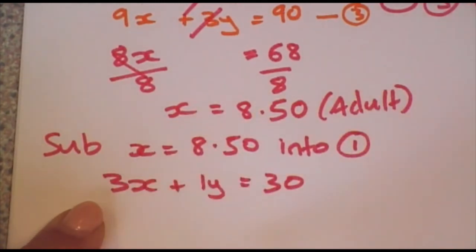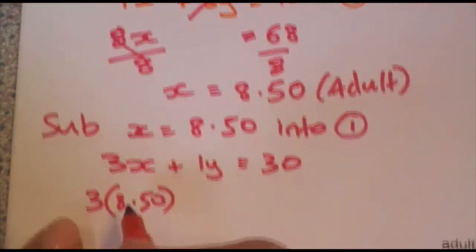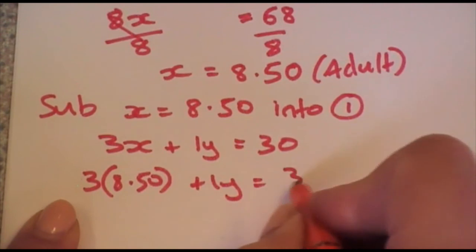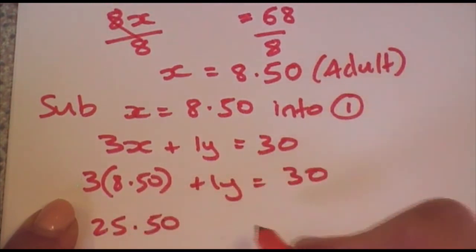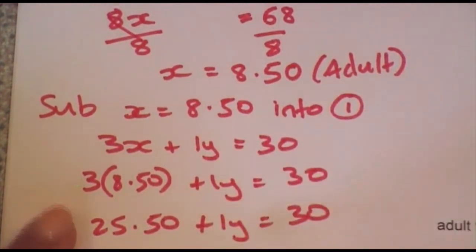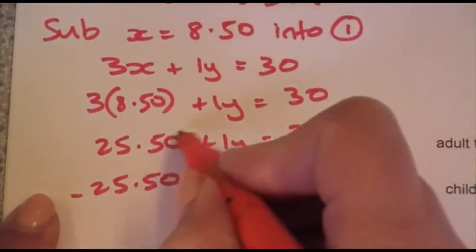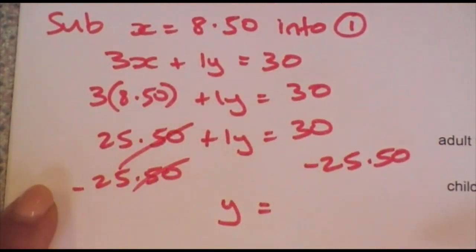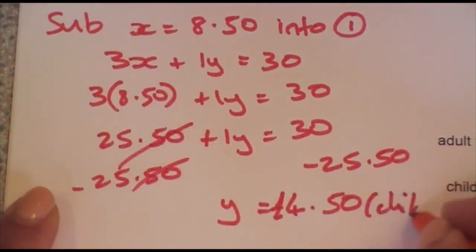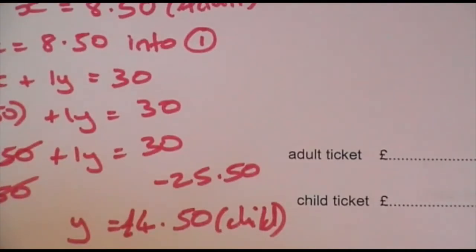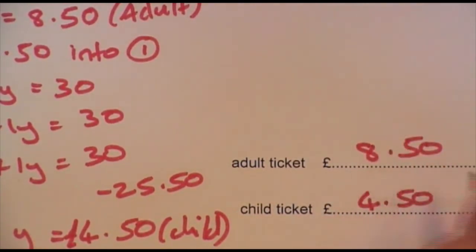And now instead of an x, I'm going to put £8.50. So that's 3 lots of £8.50. Note how I'm using the brackets for the substitution. Plus 1y equals 30. Well, 3 lots of £8.50 is £25.50. Plus 1y equals 30. I want the y on its own. Let's subtract the £25.50 from both sides. That leaves me with y equals 30, take away £25.50 is £4.50. And y represents my child price. So now I just need to write the values in. Adult ticket costs £8.50, child ticket £4.50.